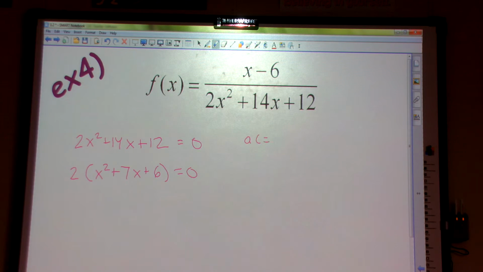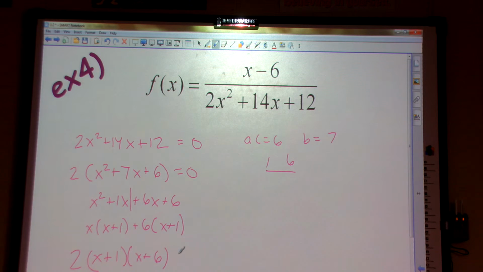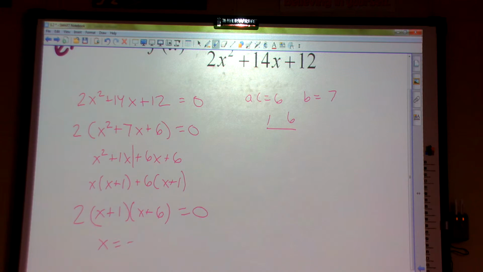So AC is 6, B is 7, so 1 and 6 are obviously my choices. I'm going to ignore the 2 for now. x squared plus 1x plus 6x plus 6. Pull out an x: x plus 1. Pull out a 6: x plus 1. I get x plus 1, x plus 6. Don't forget your 2. So there's my factored version. This equals 0 at negative 1 and at negative 6.